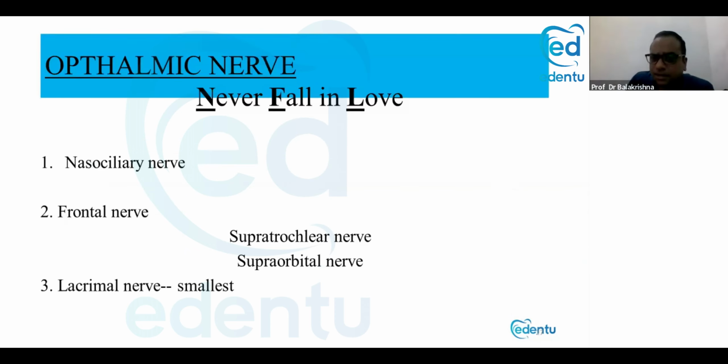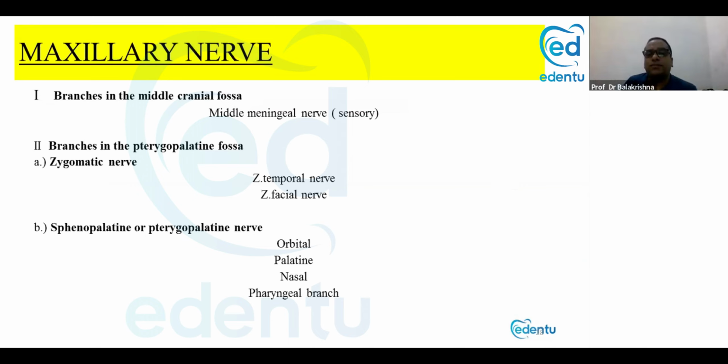Now ophthalmic nerve. It has got three branches: Never fall in love, that is nasociliary, frontal, lacrimal. The frontal nerve branches are supratrochlear nerve and supraorbital nerve. We have just discussed supraorbital and supratrochlear arteries, which are branches of the ophthalmic artery, from the internal carotid artery. These are nerves. Names are similar, but there is no link between them. These are branches of ophthalmic nerve.